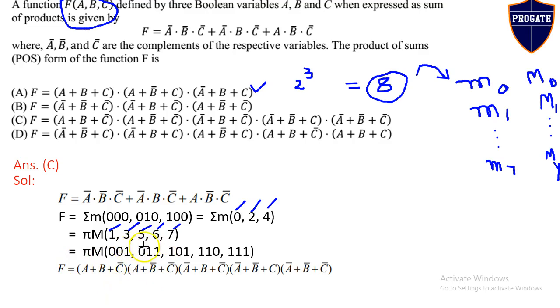For max terms representation, a variable is represented by 0 and its complement is represented by 1. So 0, 0, 1, hence a plus b plus, 1 means complement, so c bar. 0, 1, 1 means a plus b bar plus c bar. 101 is a bar plus b plus c bar. 110 is a bar plus b bar plus c. 111 means a bar, b bar, c bar.